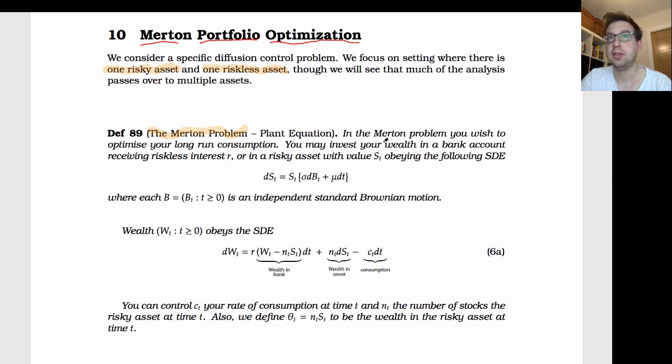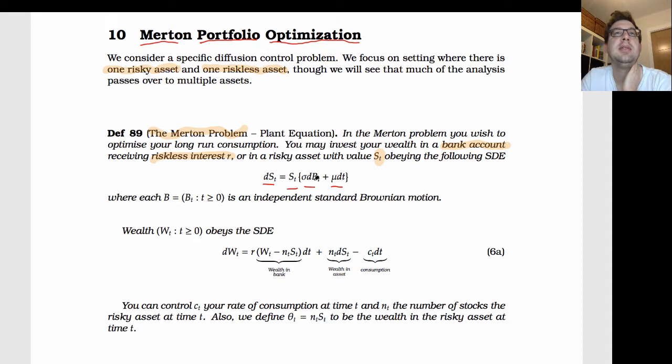So you may invest your wealth in either a bank account, receiving a riskless interest rate of r, or in a risky asset with value S(t) at time t, obeying the following stochastic differential equation. So dS(t) is equal to S(t) times the diffusion plus some drift mu dt. That's going to give us essentially a geometric Brownian motion.